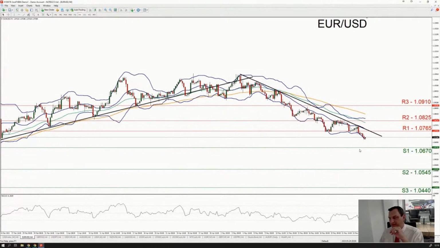On the flip side, should the pair correct a little bit higher, and as long as it doesn't break the downward trend line, clearly we tend to treat it exactly as that, as a correction. Yet should the price action be able to break the downward trend line, then we may be able to switch, if you prefer, a bearish outlook in favor of a bias for a sideways movement, possibly just below or around the R1 1.0765.